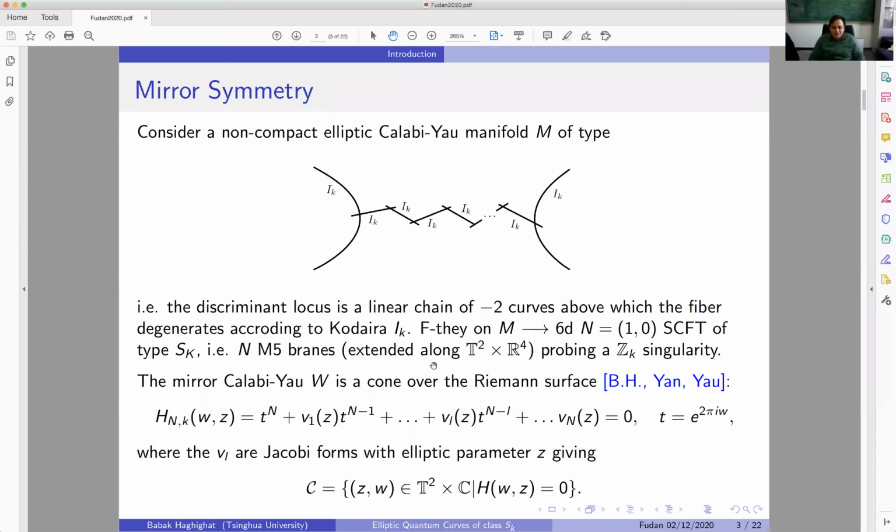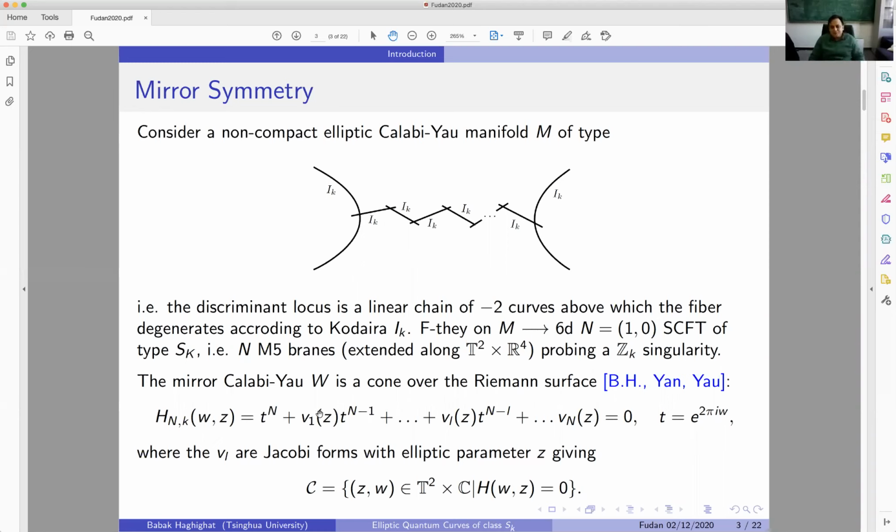Now we are not so much interested in this manifold itself, but for our context, the mirror Calabi-Yau W, which is my notation for the mirror of M, is basically flipped. And it's a cone over a Riemann surface. This was derived in a previous paper. For this particular Calabi-Yau manifold, the mirror geometry is a cone over such a Riemann surface, where we have a polynomial in this t variable, which is an exponentiated variable, so it is taking values on the annulus.